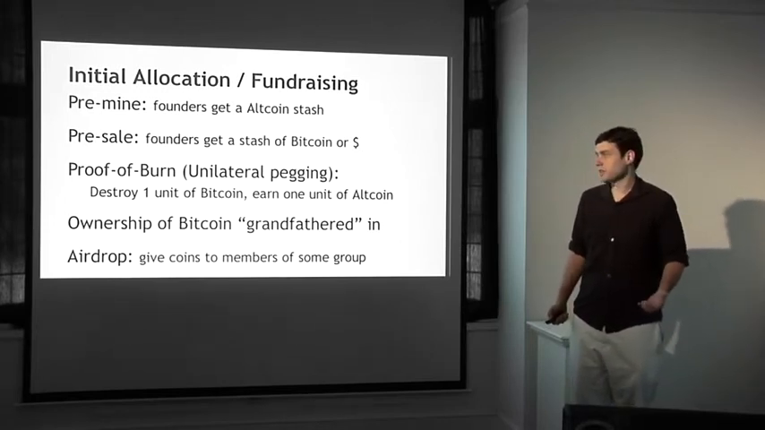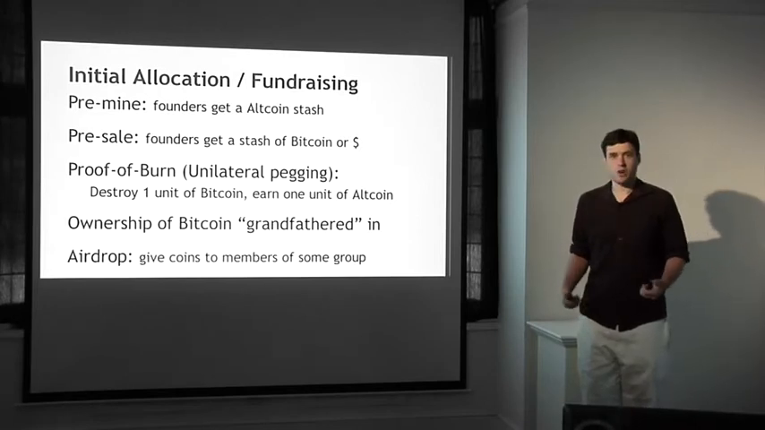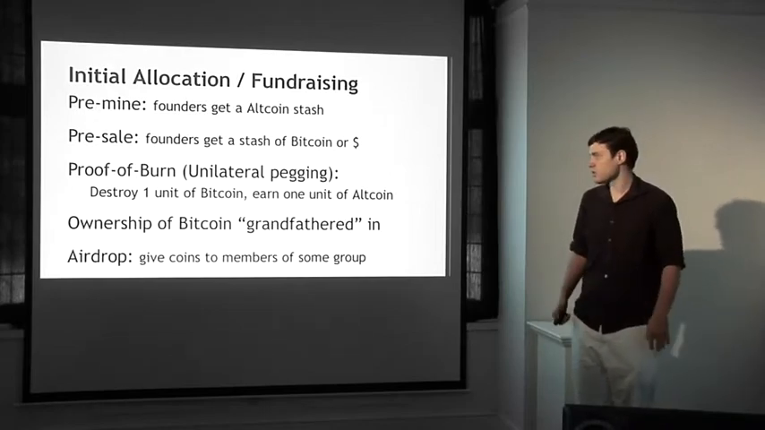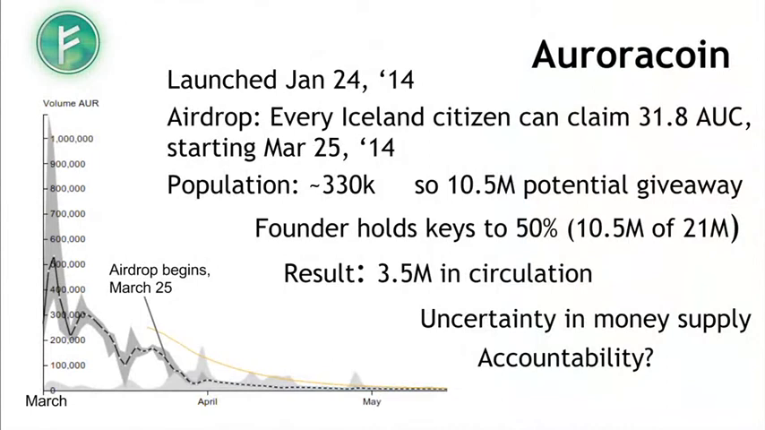Right, and the final mechanism is called an airdrop, which is if the altcoin is targeted at some kind of community or group, then an initial allocation of coins is simply distributed to members of this group. Now I want to tell the story of an altcoin called Aurora Coin, which is fairly controversial. It's been widely considered either the most successful scam or one of the least successful altcoin launches. Now the theme of Aurora Coin is that it's intended to be an altcoin that supports citizens of the country of Iceland. The idea is to distribute units of Aurora Coin to Iceland citizens who would be able to claim some fixed amount of Aurora Coins at some point.